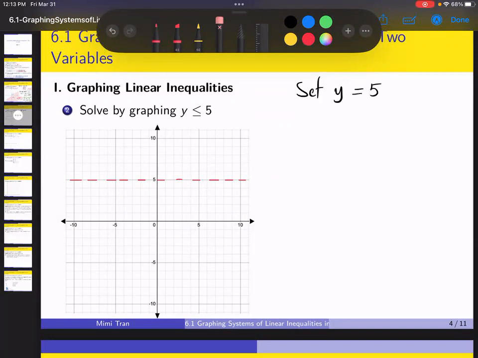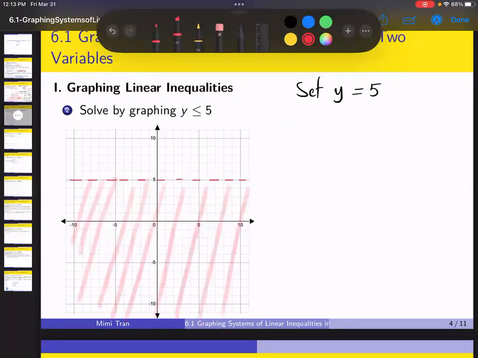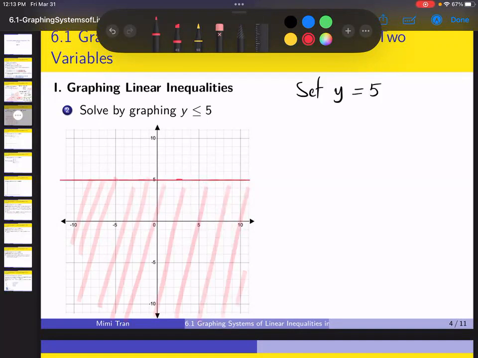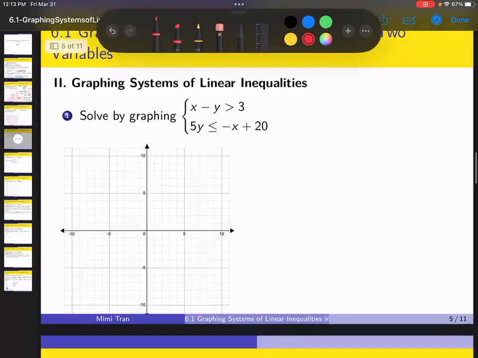What region do I shade? Down, right? Less than or equal to. Or you can choose test points. Anything below. Oh, sorry, you're right. It should be solid. Thank you very much. You can pick a test point, 0, 0. It doesn't matter for x. X can be any value. Y is always 5. So 0 less than 5, yes.